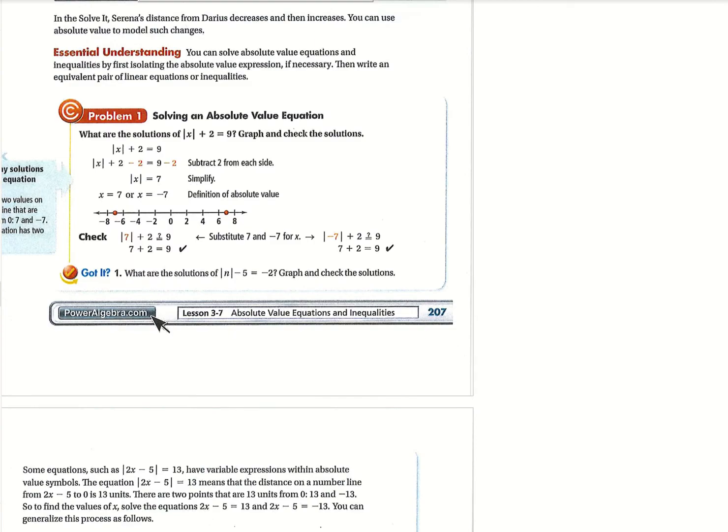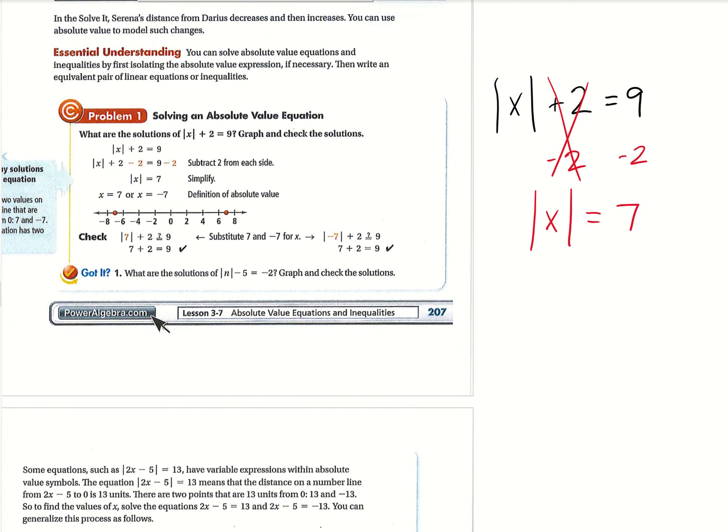We're going to solve equations and inequalities that have absolute values. This first problem, we have the absolute value of x plus 2 equals 9. The best way to solve this is to just go ahead and solve like normal. So we're going to subtract 2 from both sides. We're going to be left with the absolute value of x equals positive 7.